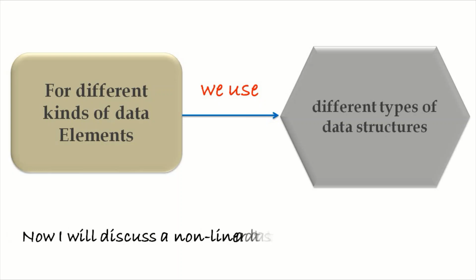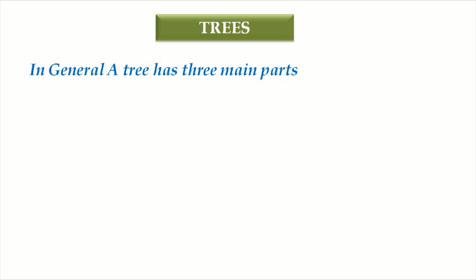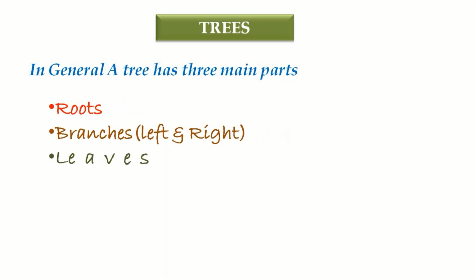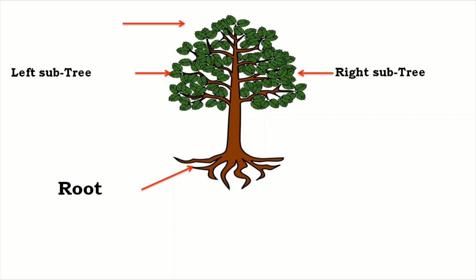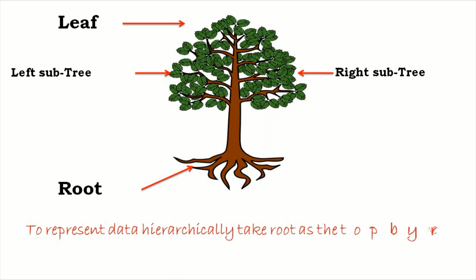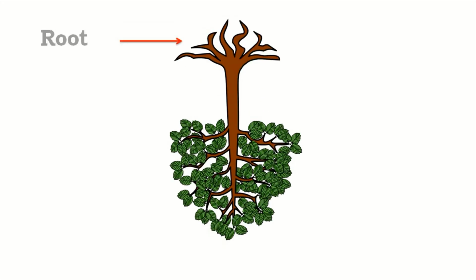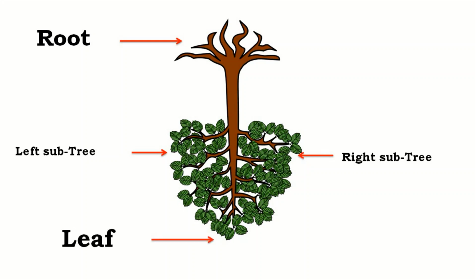Now, I will discuss a non-linear data structure called tree. And what is a tree? In general, a tree has three main parts: roots, branches, leaves. For understanding the concept, let us consider a tree and identify the parts: root, left subtree, right subtree, and leaf. To represent the data hierarchically, take the root as the top by reversing the tree. Now the root comes first, next left subtree, right subtree, and leaves are the last.